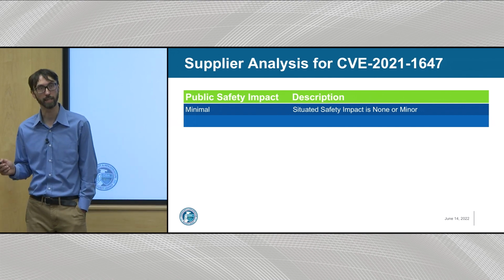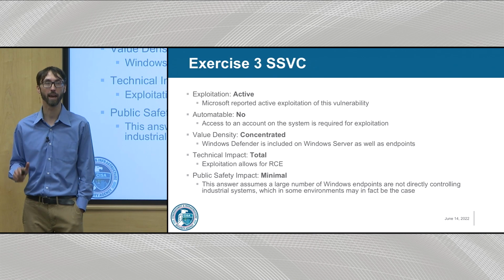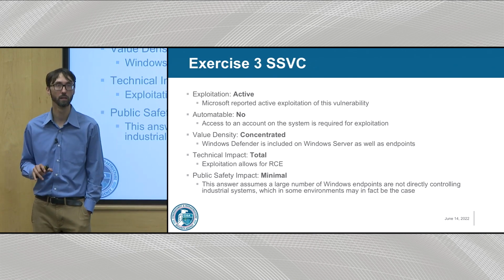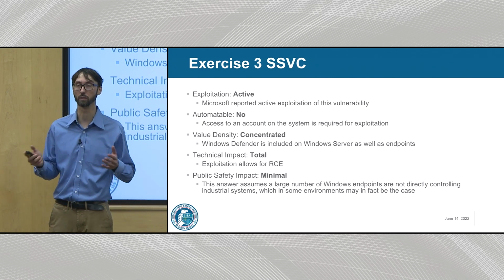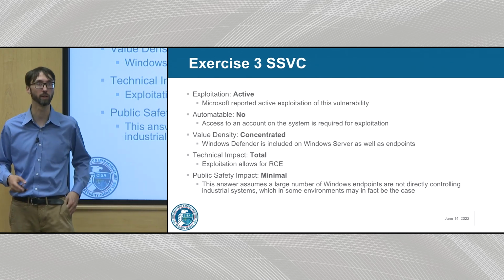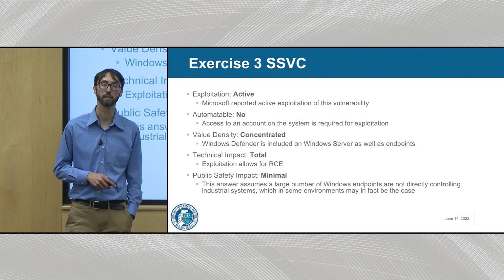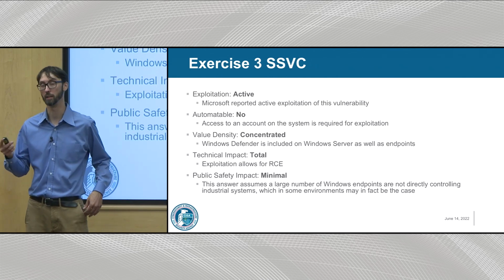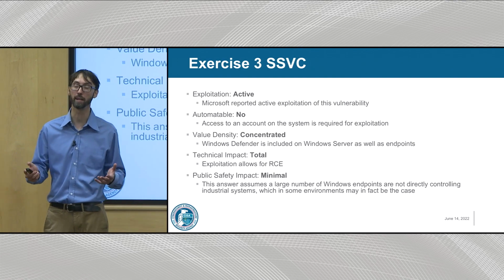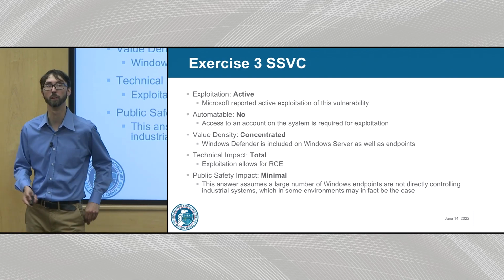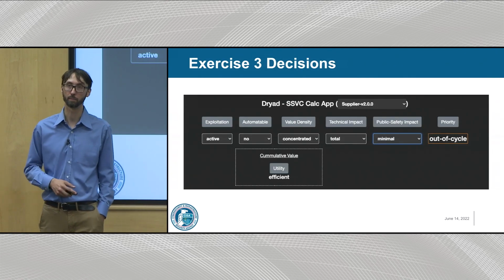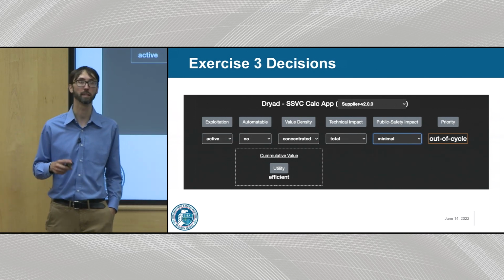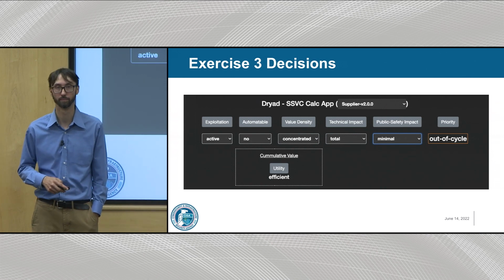What answer does that get us? Well, if we have active, no to automatable, concentrated value, those will combine in utility for sort of efficiency and selecting outcomes, right? Total technical impact, but minimal public safety impact. What the SSVC documentation would recommend as a sort of reasonable default would be that that is produced out of cycle. Again, faster than usual because there's active exploitation.